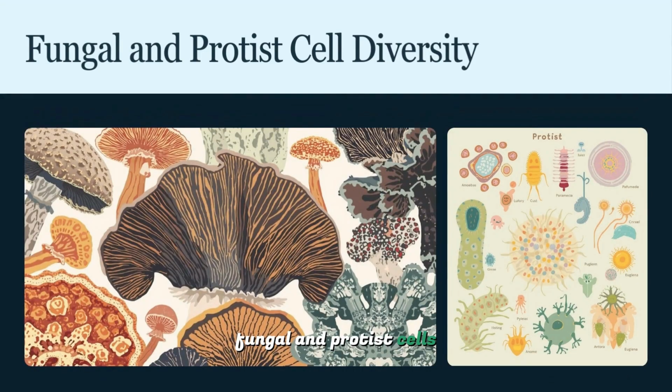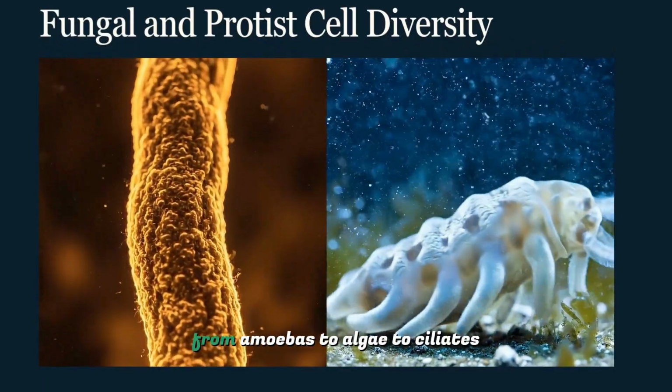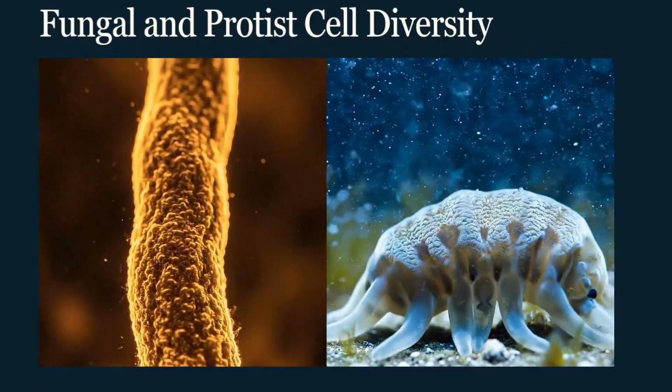Fungal and protist cells. Fungal cells are in a category of their own. Their cell walls are built from chitin rather than cellulose, and instead of cholesterol, their membranes contain ergosterol. That ergosterol difference is pharmacologically crucial. It's the exact reason antifungal drugs like azoles and amphotericin B can selectively target fungal cells without harming ours. Protists round out the picture with incredible morphological diversity, from amoebas to algae to ciliates.